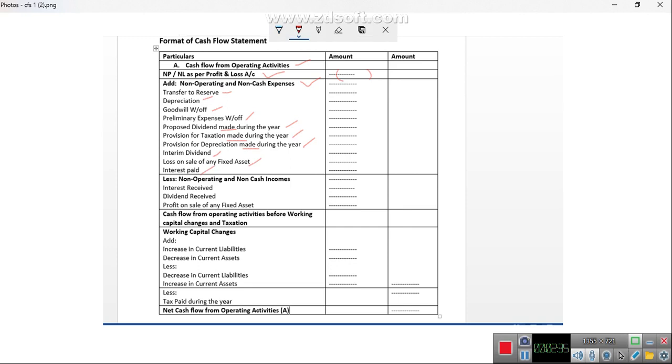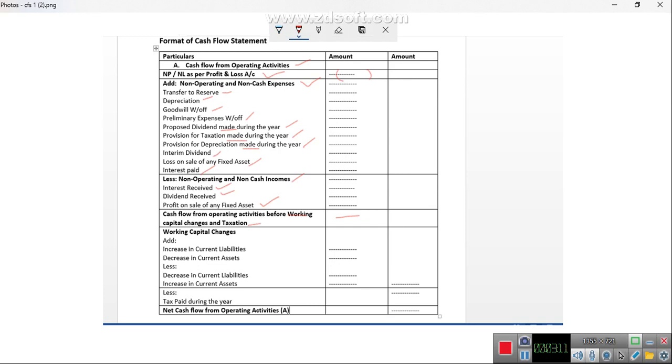You just add all these things, whatever is given to you in the question, and then subtract all non-operating and non-cash incomes from it. Those non-operating and non-cash incomes are interest received, dividend received, profit on sale of any fixed assets. When you adjust all these non-operating and non-cash items, you will get cash flow from operating activities before working capital changes and taxation. Then you have to do working capital changes and then you have to adjust taxation.